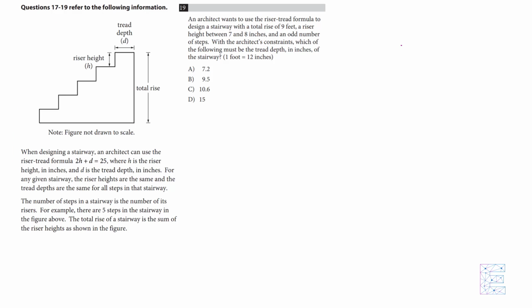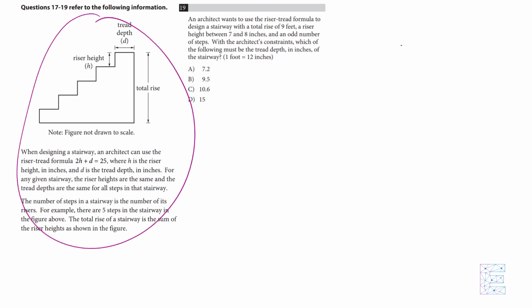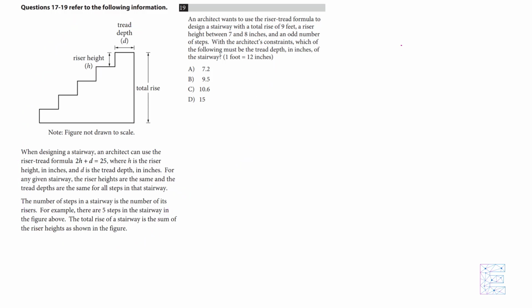For this question, we'll use the given information to answer this question right here. So let's go ahead and read it. When designing a stairway, an architect can use the riser tread formula 2h plus d equals 25, where h is the riser height, so that's this part right here, and d is the tread depth, so that this part right here is the tread depth, and both of those are in inches.